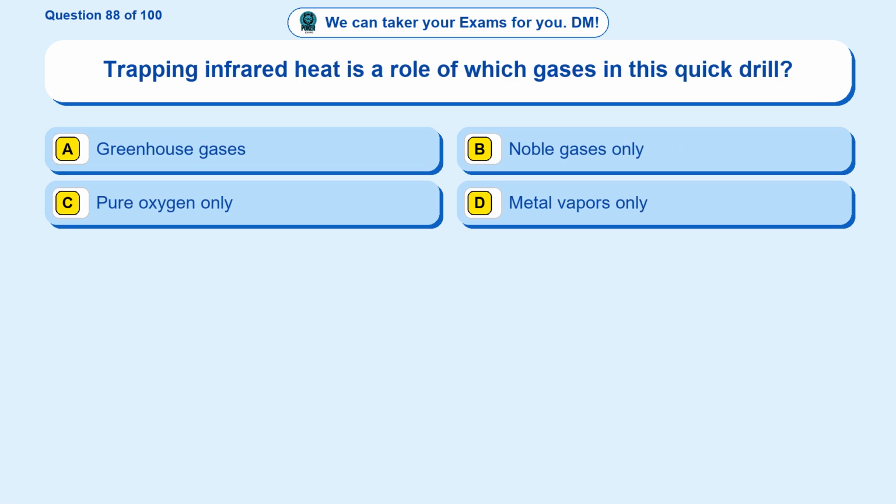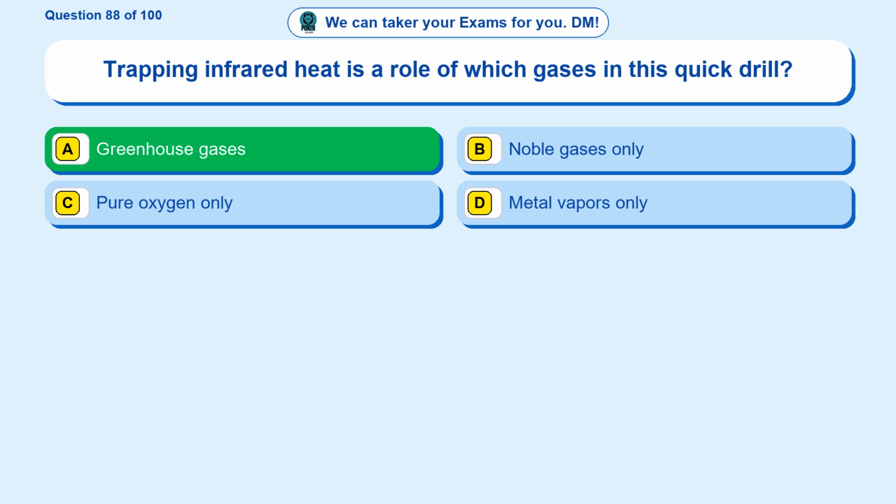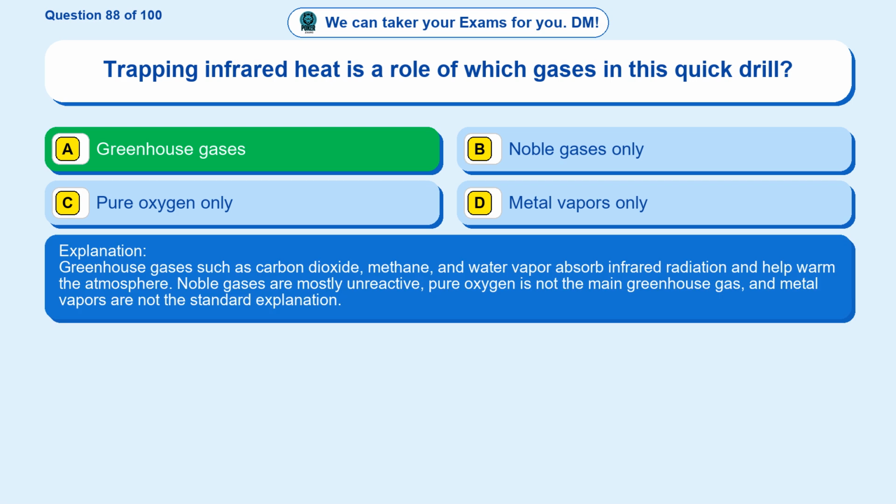Question 88. Trapping infrared heat is a role of which gases in this quick drill? Option A, greenhouse gases. Option B, noble gases only. Option C, pure oxygen only. Option D, metal vapors only. The correct answer is option A. Greenhouse gases. Greenhouse gases such as carbon dioxide, methane, and water vapor absorb infrared radiation and help warm the atmosphere. Noble gases are mostly unreactive, pure oxygen is not the main greenhouse gas, and metal vapors are not the standard explanation.